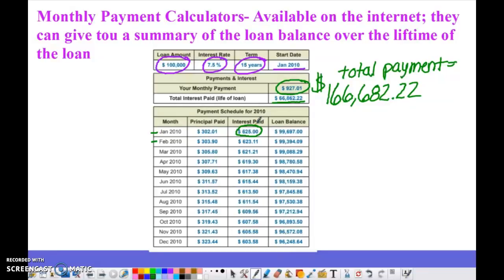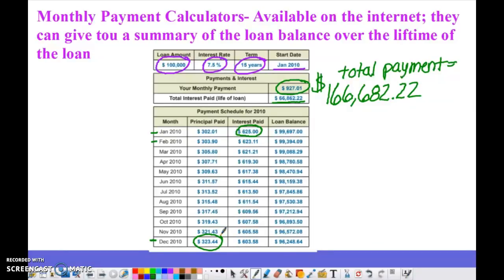That's why a lot of times people will make an extra payment, because that extra payment goes straight to principal instead of paying off that interest every month. As we progress, it starts to even out. I know this one only goes through December, but eventually your principal is going to start getting bigger than your interest.